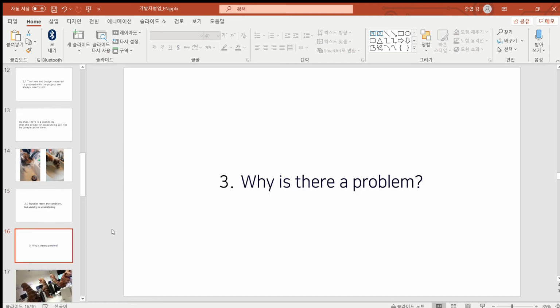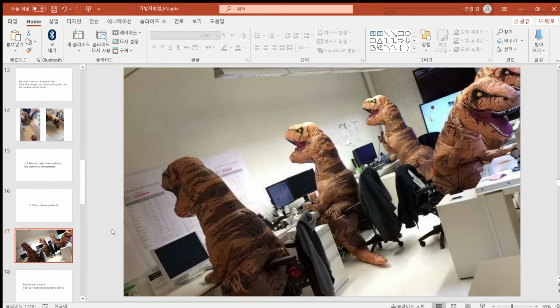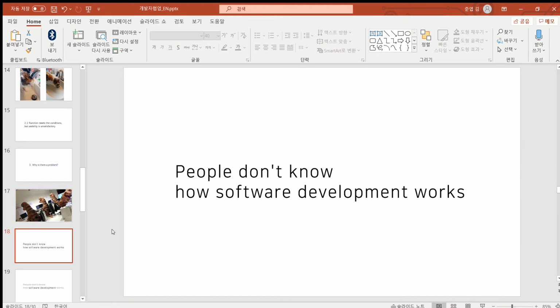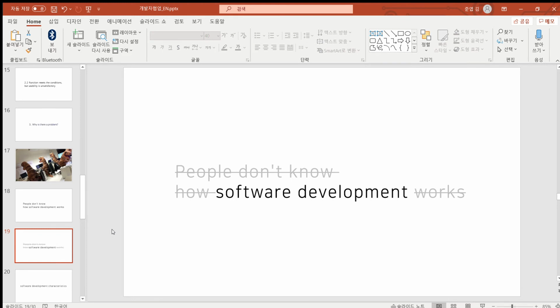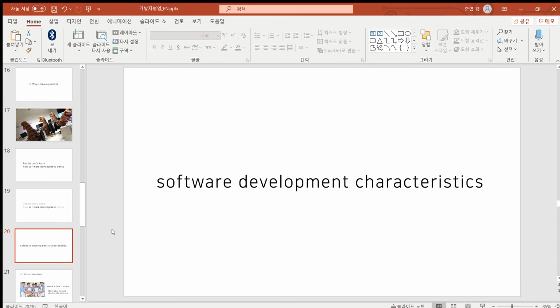So why is there a problem? Let's say you're a non-developer and you go into the development department. All you can see is a bunch of developers. You cannot understand what the developers are thinking and what they're doing. So people don't know how software development works. So in this presentation, we mainly focus on software development.